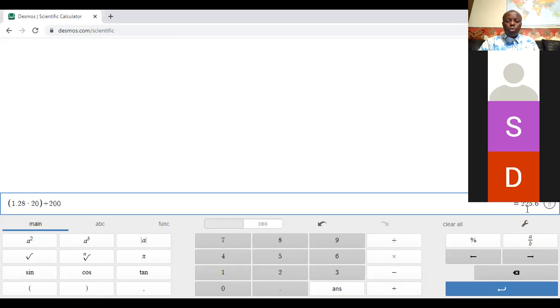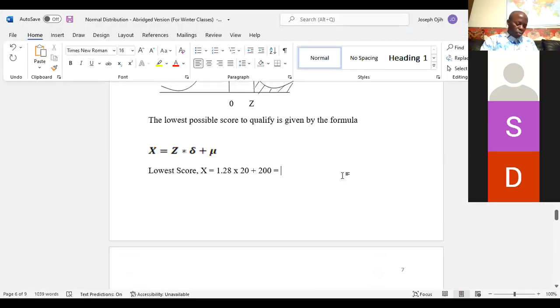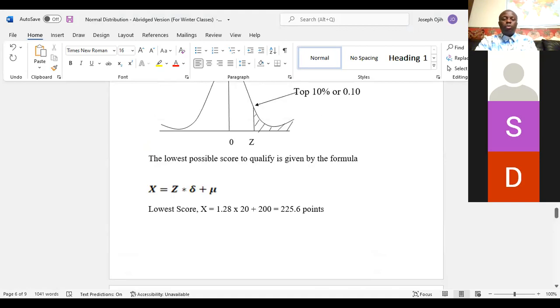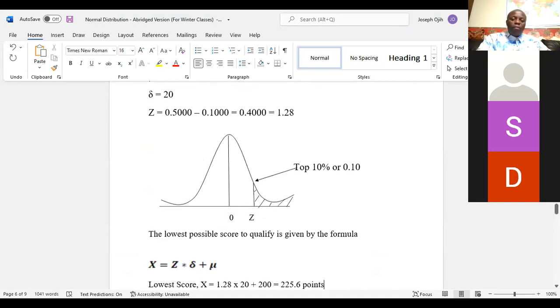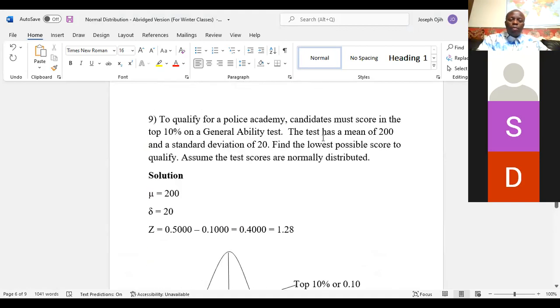You can see the answer is 225.6. 225.6 points. So that's the minimum score you need to qualify. So we're gonna put it right there, and you can double-check this with your calculator. 225.6 points. That's the cutoff point. That's the minimum score to qualify for this police academy.